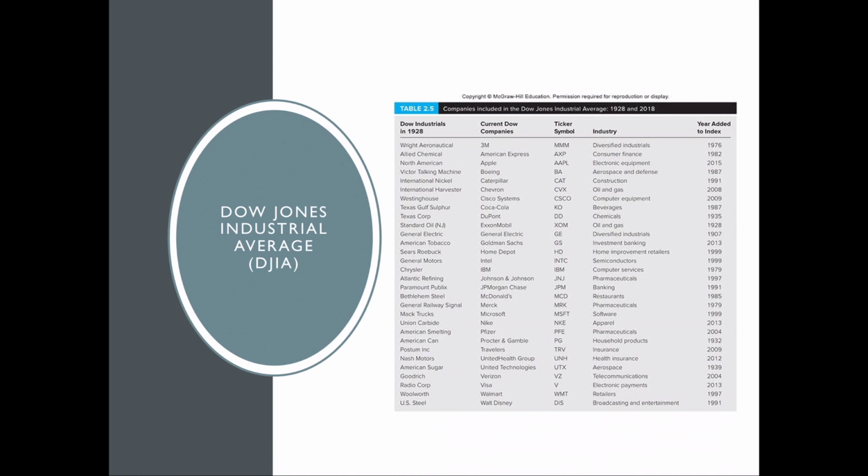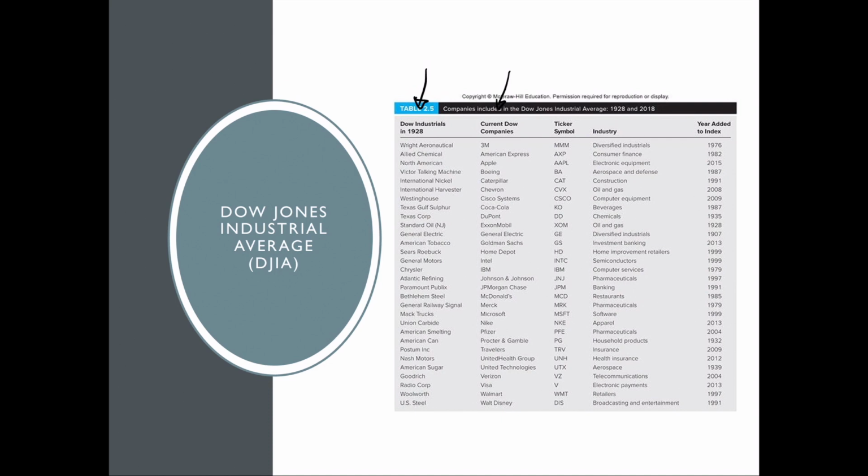Taking a look first at the different companies that were in the Dow Jones in 1928 versus the current Dow companies in 2019, you can see that there are very, very few duplicate names from 1928 to 2019.